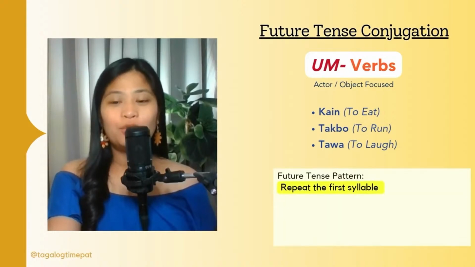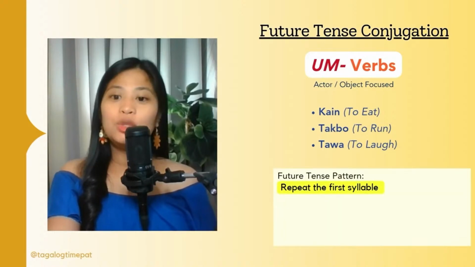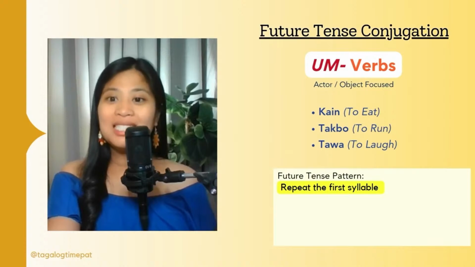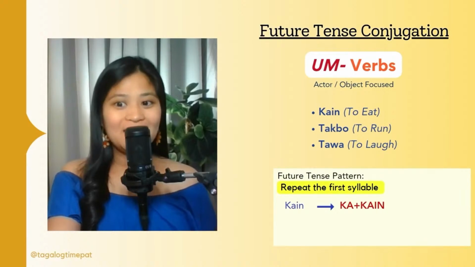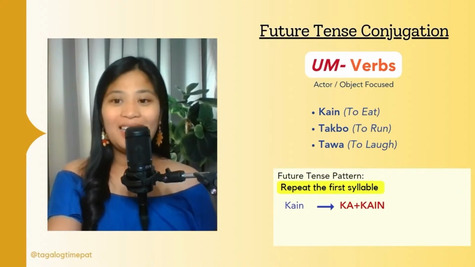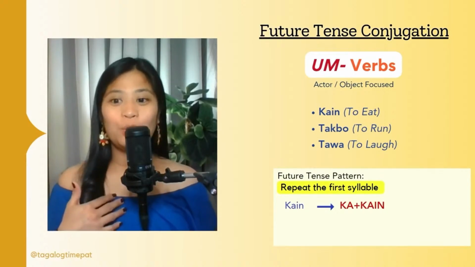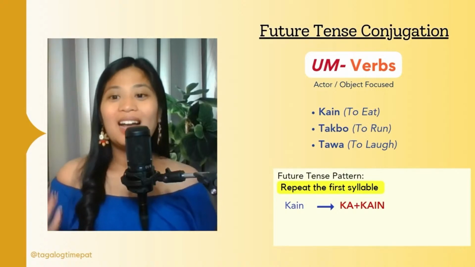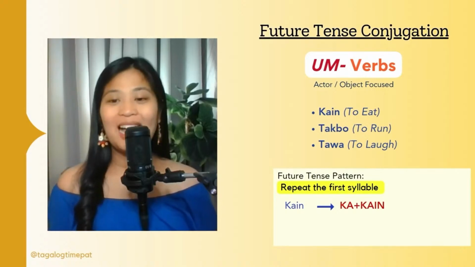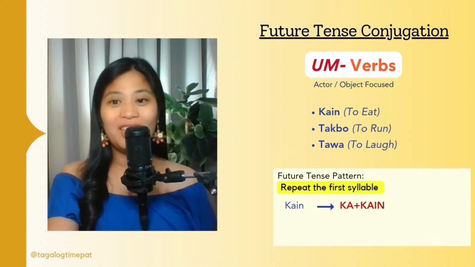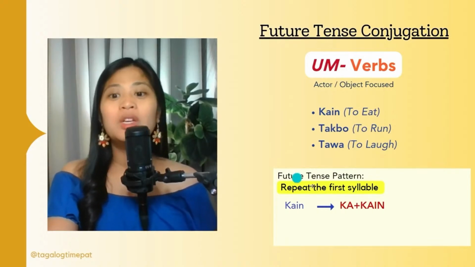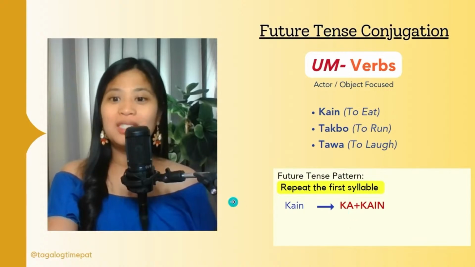Now the pattern for um verbs is you repeat the first syllable. So take a look at this. Kain, to eat, becomes kakain. Kakain ako, I will eat. Kakain ako ng pansit. I will eat some pansit. So it's very interesting because now there's no infix at all for future tense conjugation of um verbs. You just simply repeat the first syllable.